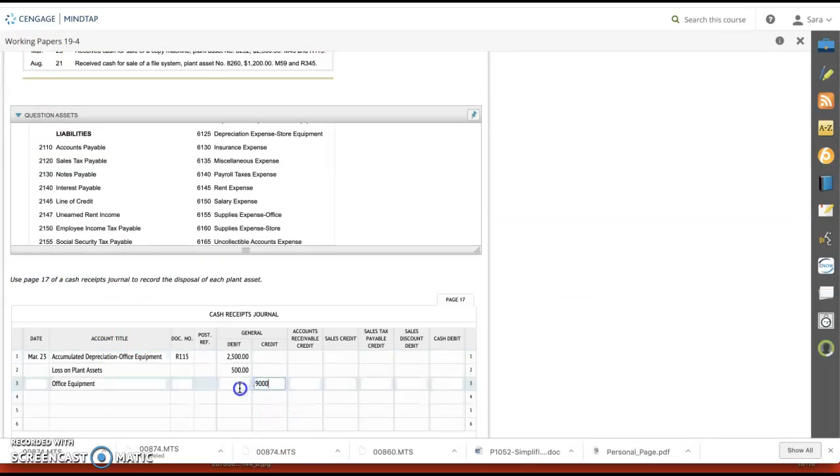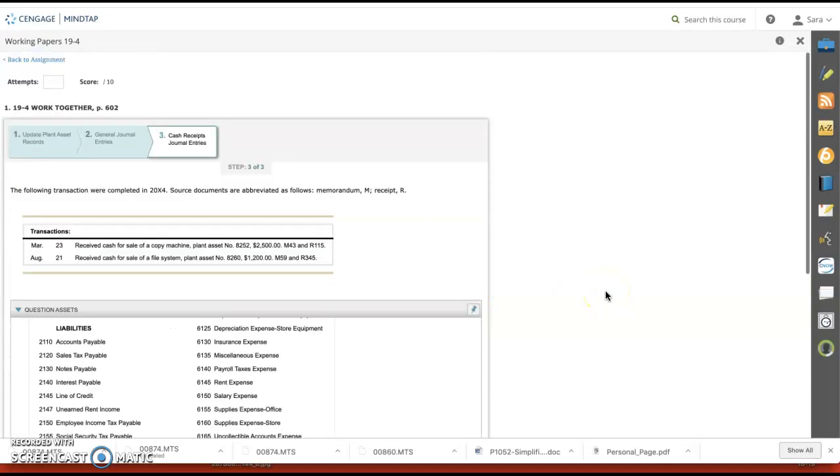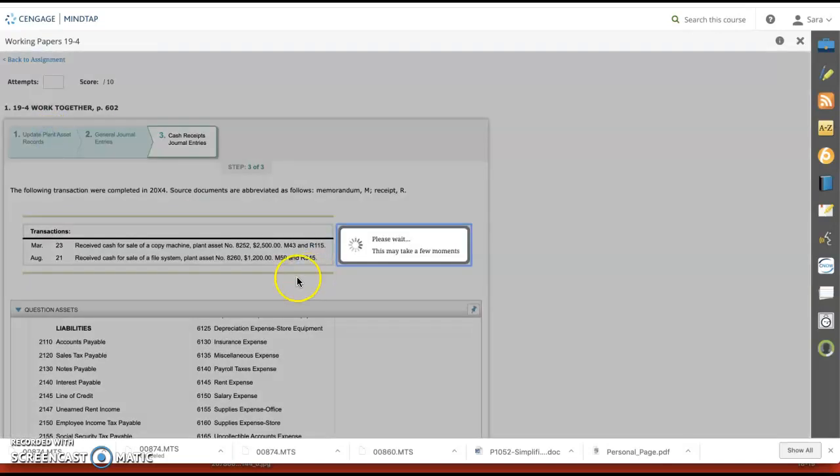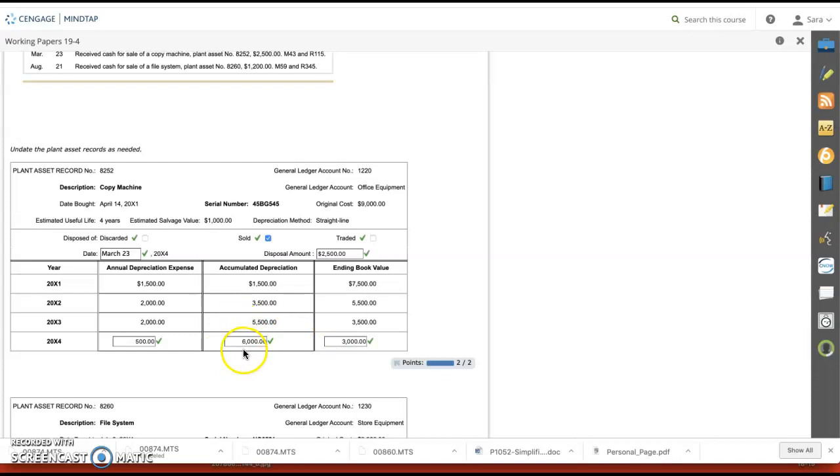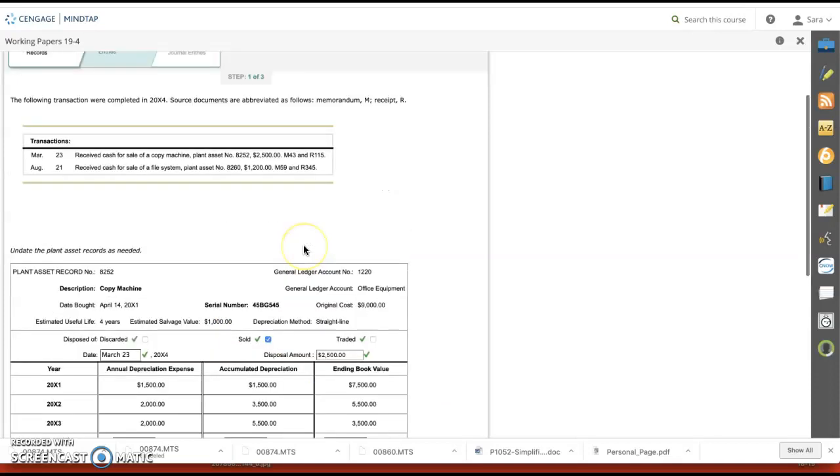Okay, sorry, I messed up some, so I'm just going to delete out some of these numbers. Okay, so our date's March 23rd. Our first account title here is accumulated depreciation dash office equipment. And our document number is R115. So we first have to know how much was that accumulated depreciation. So we're going to go back and look again and see that our accumulated depreciation was $6,000.